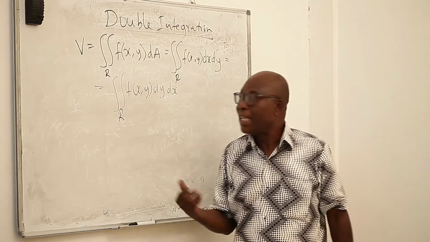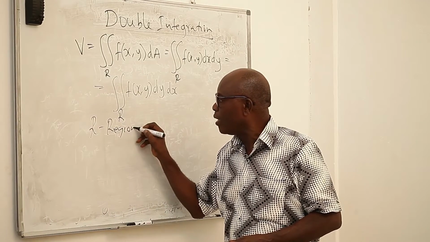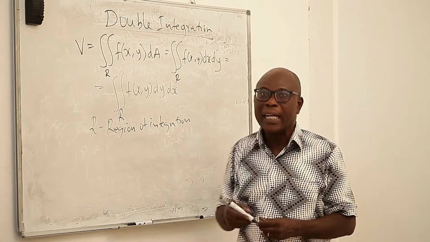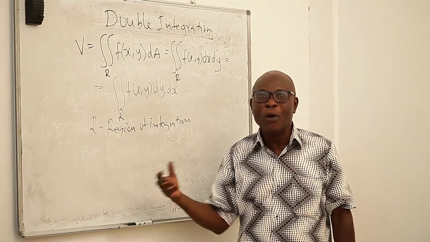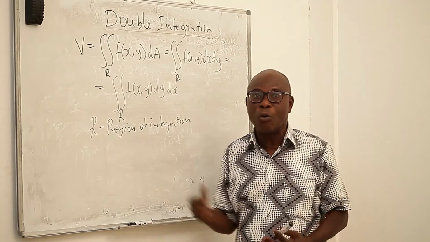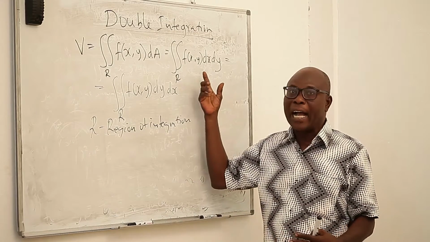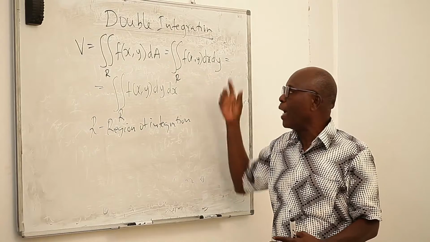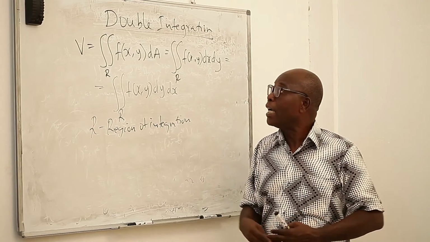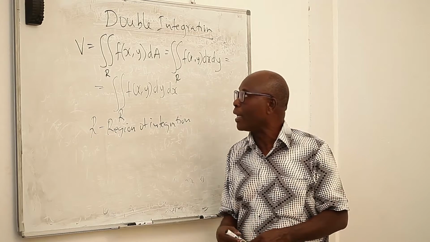In this case, R being the region of integration most often lies in the OXY plane. Once it lies in the OXY plane, the area can be separated into the area along x and then y, or you can work along y and then x. Both of them will give you the same answer.